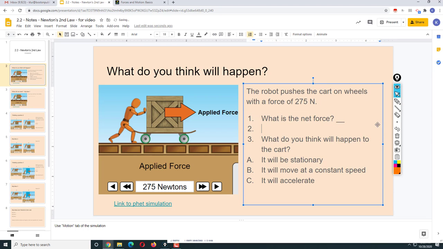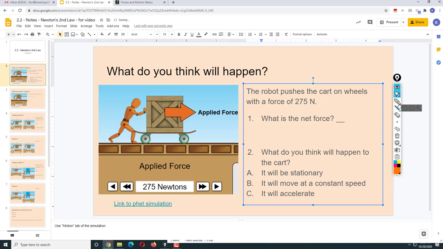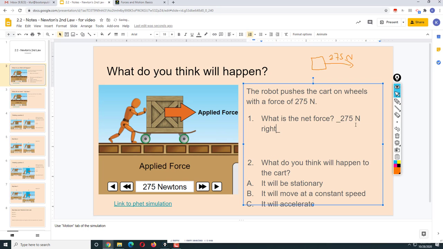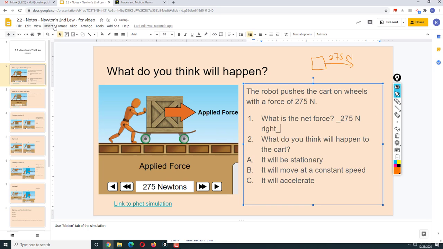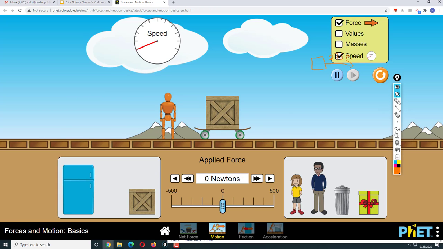So what is the net force? Well, we have one object and one force. So the net force is just 275 newtons to the right. When the robot pushes the cart, what do you think will happen?